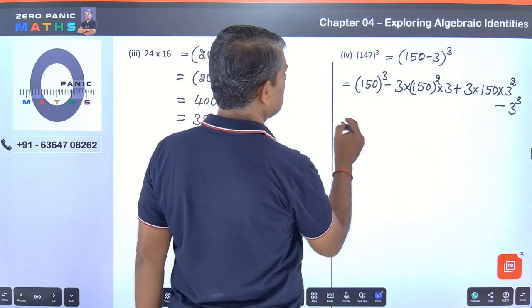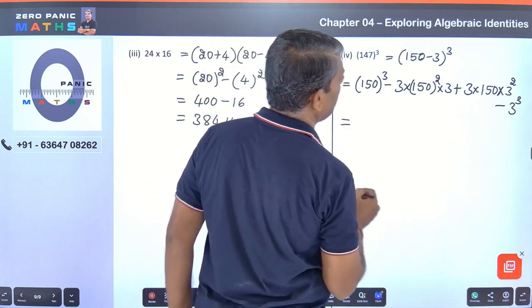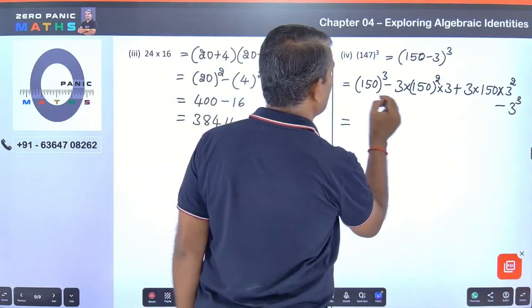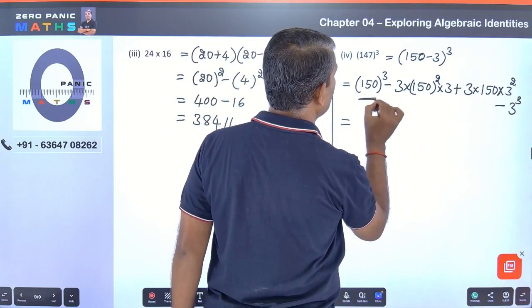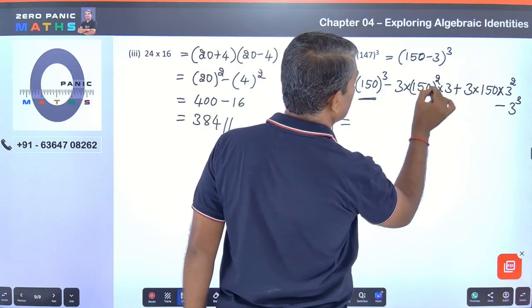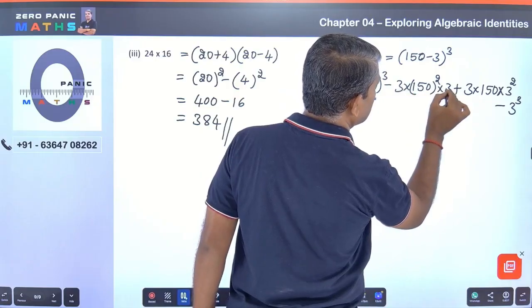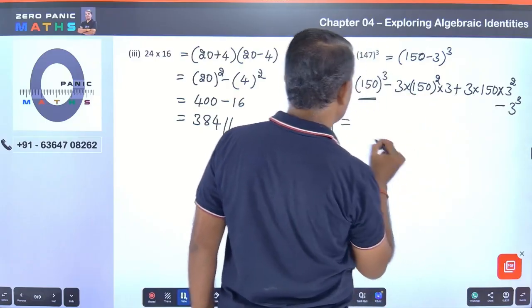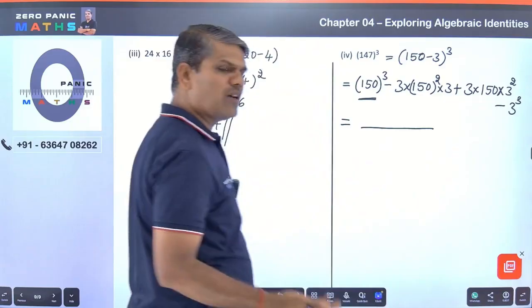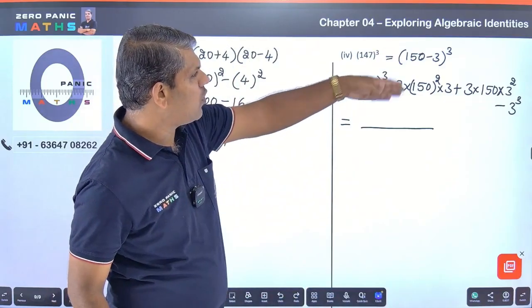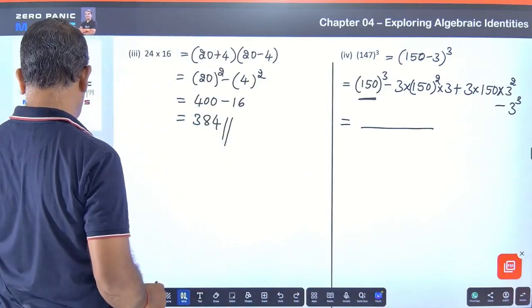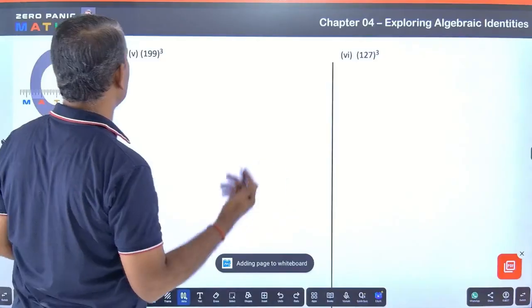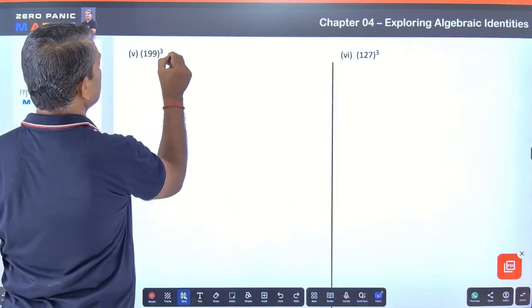So there are some bigger numbers that you are going to get here. I think you can do that from now onwards. It is all number magic only. 150 cube will be a very big number, and 150 square multiplied by 3 multiplied by 3 and all this. I think you can calculate the number, because this is what the expansion gives. I won't spend time on that. You can do that. I'll just give you the hint. Here also the same thing happens.